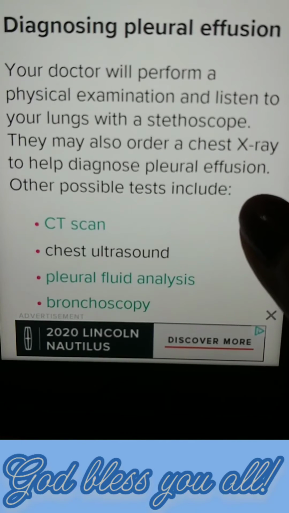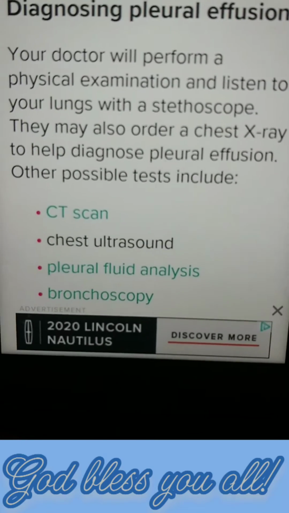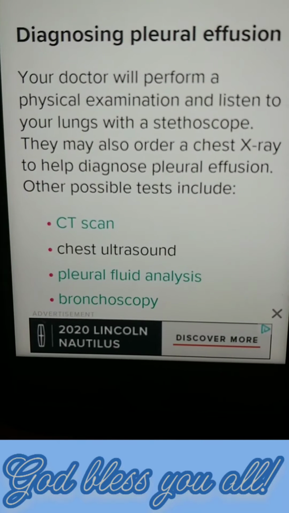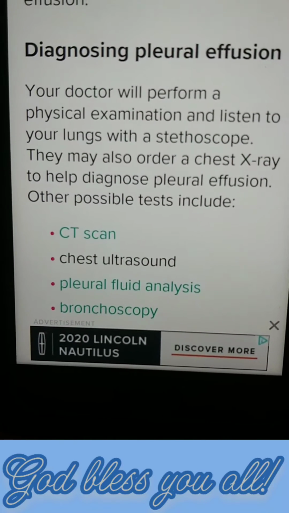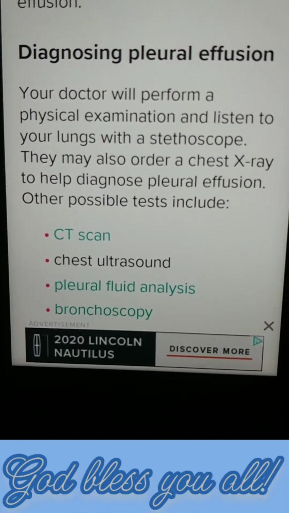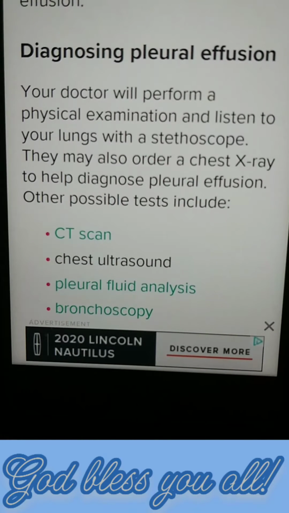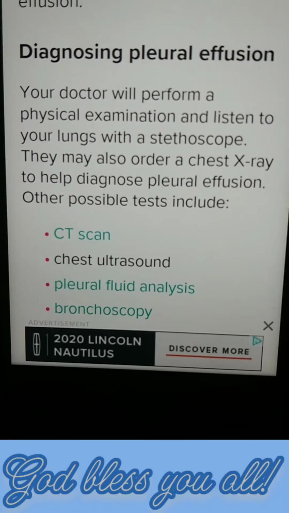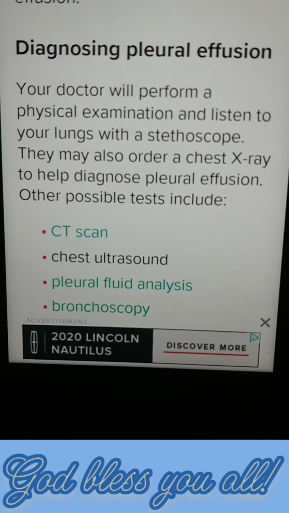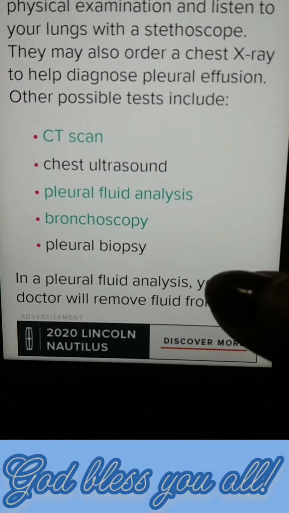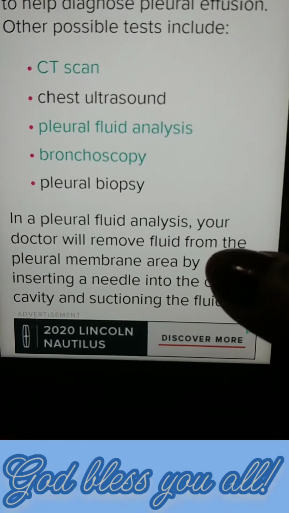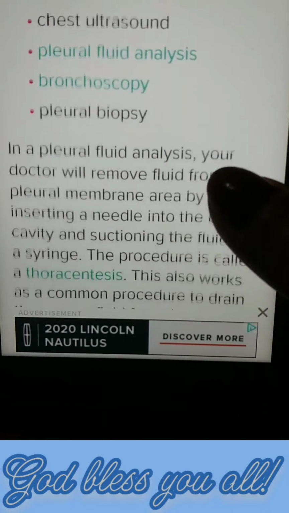Diagnosing pleural effusion. Your doctor will perform a physical examination and listen to your lungs with a stethoscope. They may also order a chest x-ray to help diagnose pleural effusion. Other possible tests include CT scan, chest ultrasound, pleural fluid analysis, bronchoscopy, and pleural biopsy.